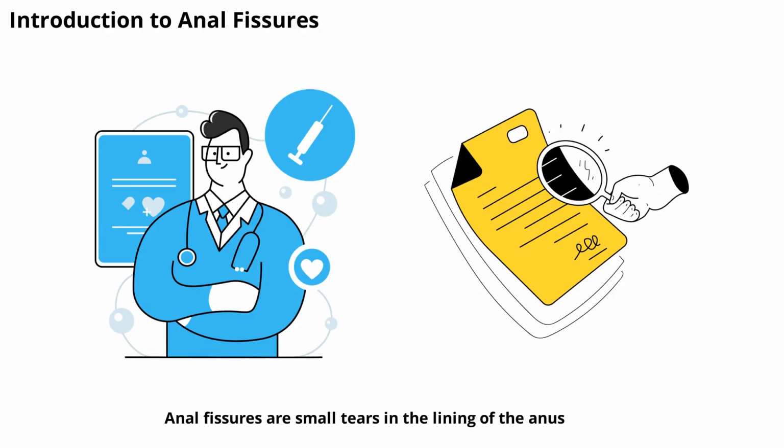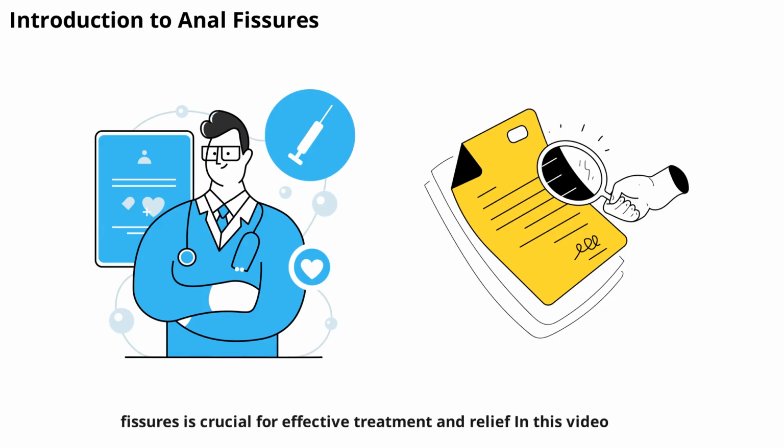Anal fissures are small tears in the lining of the anus, often causing pain and bleeding during bowel movements. They are a common condition affecting people of all ages, but especially adults. Understanding how to properly diagnose and evaluate anal fissures is crucial for effective treatment and relief.